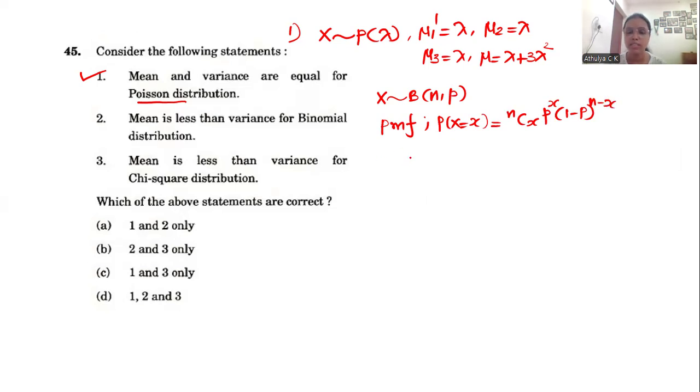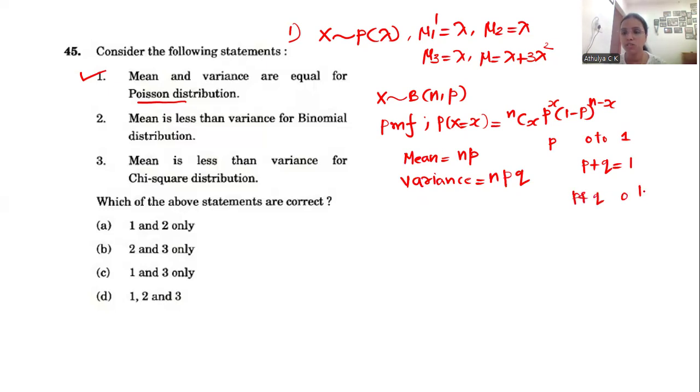So for a binomial distribution with the parameters n and p, mu1 dash, the mean, is equal to np and variance is equal to npq. We know that the value of p ranges from 0 to 1, so the value will be in fractions. Here mean is np and variance is npq. We know that for a binomial distribution, p plus q is equal to 1. So the values of p and q range from 0 to 1, and these two values will be in fractions. So in the mean it is n into p, and in the variance term it is n into p into q. Which one will be higher, mean or variance?